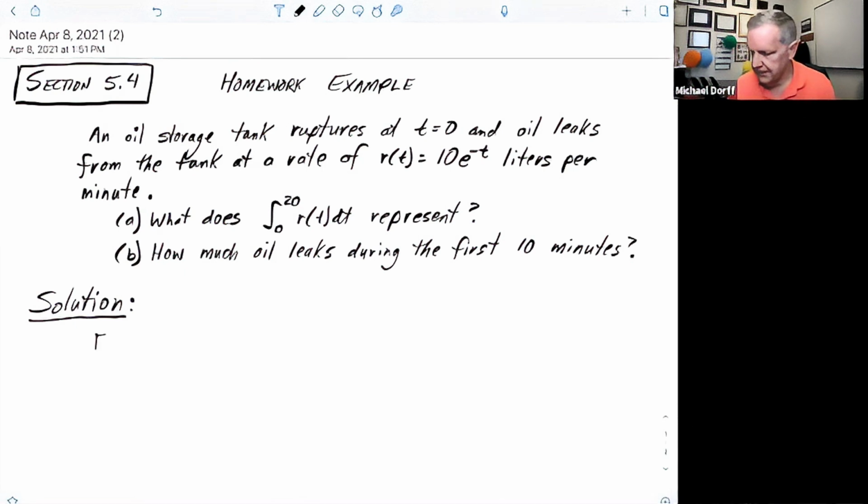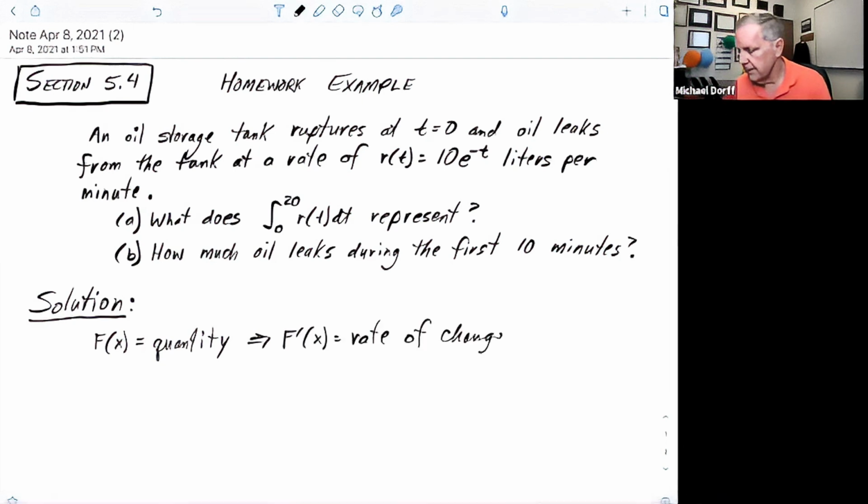First of all, if f equals a function that represents a certain quantity, then we know that the derivative of that equals the rate of change of that quantity, because we often think of the derivative as the slope of the tangent line, but it's also the rate of change of a quantity.